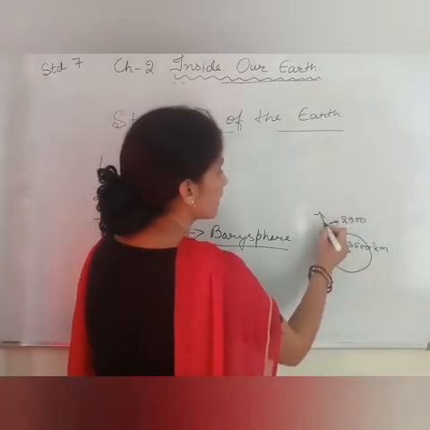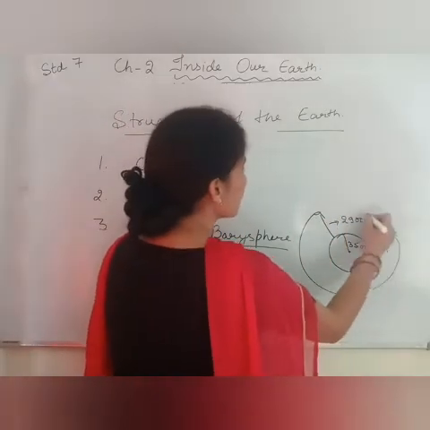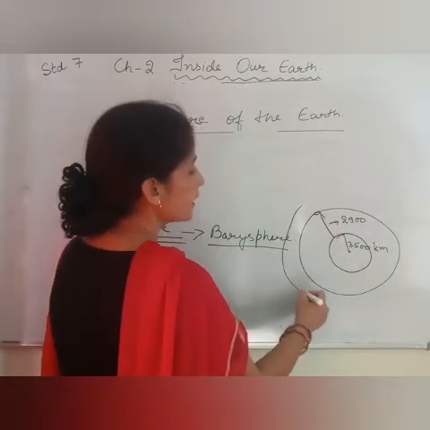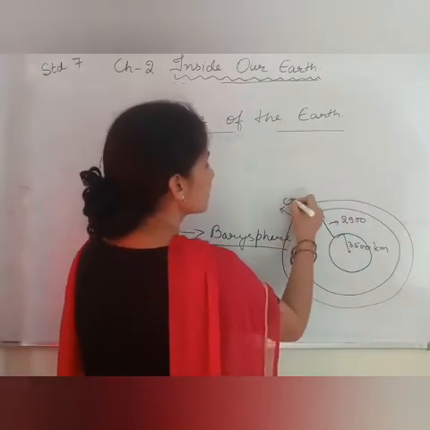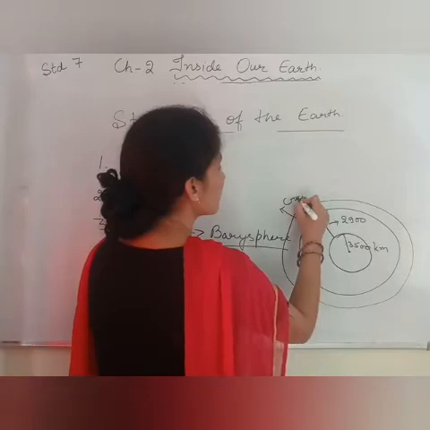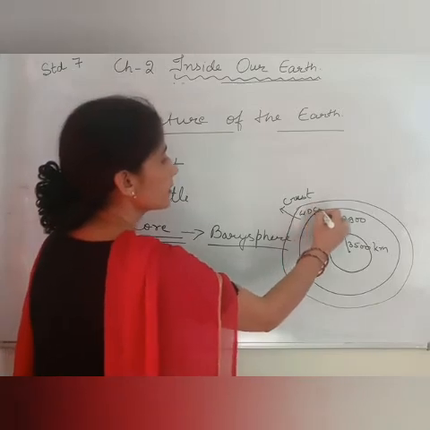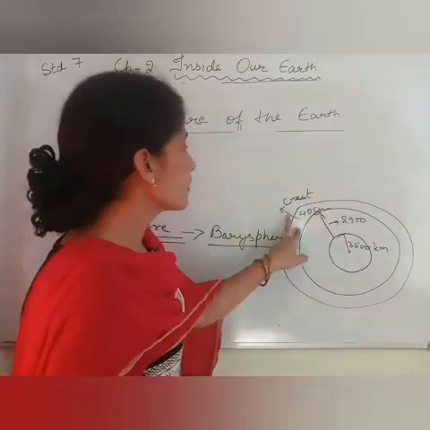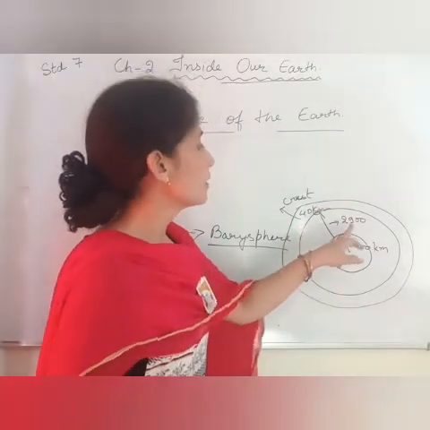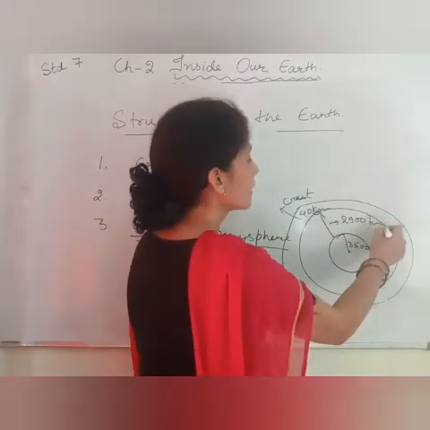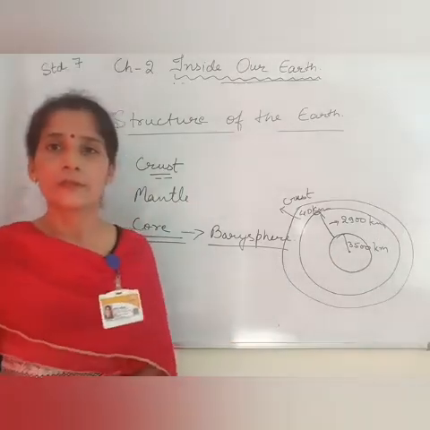इसके ऊपर 2900 किलोमीटर तक क्या है? That is mantle. And उसके 40 किलोमीटर तक क्या है? That is crust. है ना? ये 40 किलोमीटर है. Now it is clear that the thickness of the crust is 40 kilometer. The thickness of the mantle is about 2900 kilometer, and the thickness of the core is about 3500 kilometer.